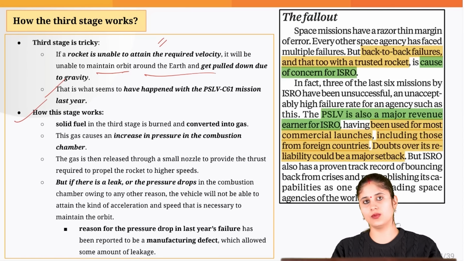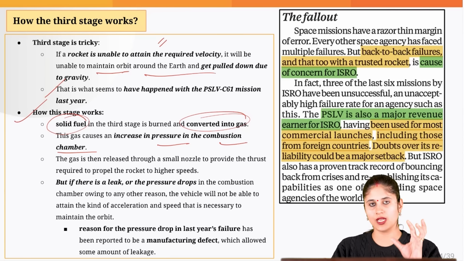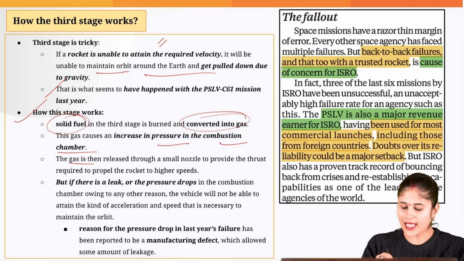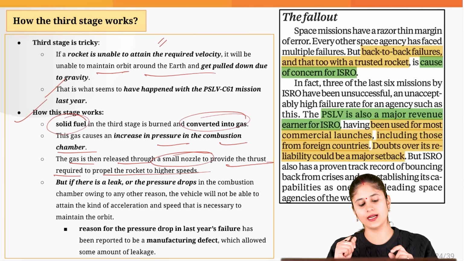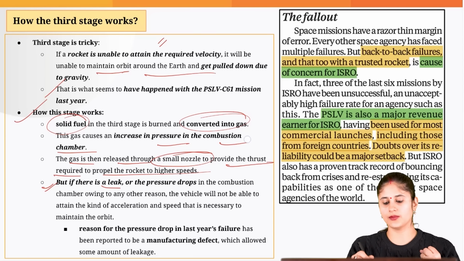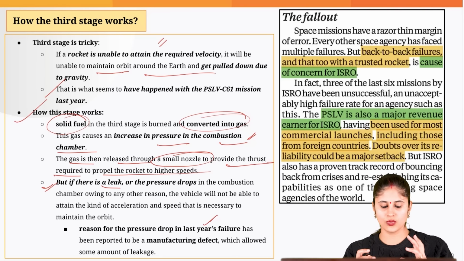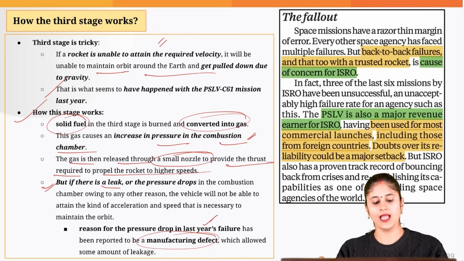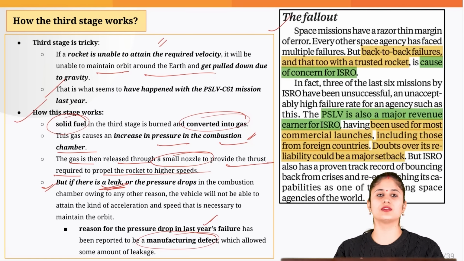Now, how this stage actually works: as I told you, in the 3rd stage we use solid fuel. It gets converted into gas, and this gas increases the pressure in the combustion chamber. That's how we are able to accelerate the speed. The gas is then released through a small nozzle to provide the thrust required so that the rocket is able to attain that higher speed. But if there is any leak, then the pressure would drop in the combustion chamber, and this is what happened last year also. Last year ISRO told us that this was some kind of manufacturing defect, and that is the reason the gas leaked out.